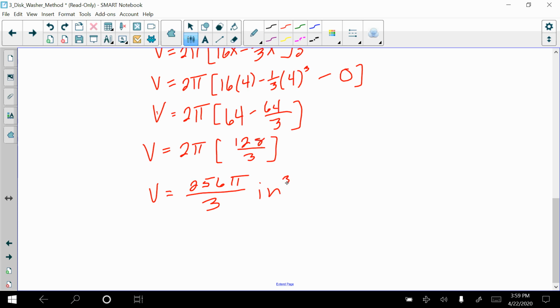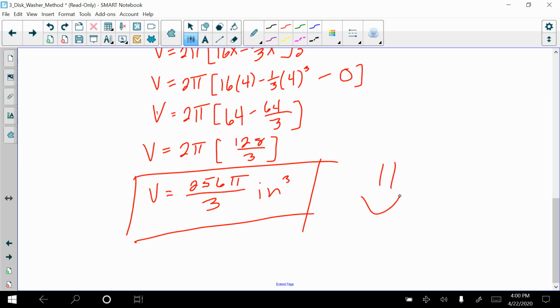And that will conclude the presentations that we have for volume of three-dimensional objects using the disk and or the washer method.